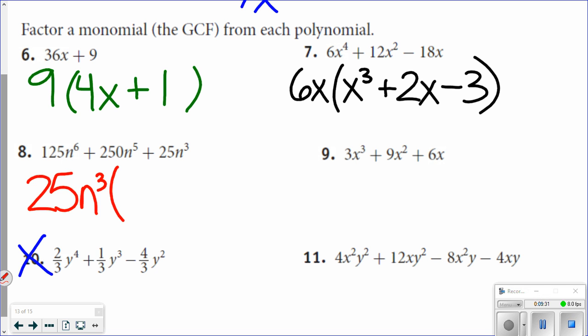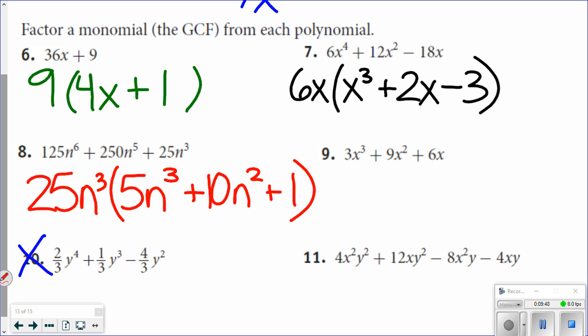125 divided by 25 is 5. 6 minus 3 is 3. 250 divided by 25 is 10. 5 minus 3 is 2. And then plus 1, because 25n cubed divided by 25n cubed is 1.